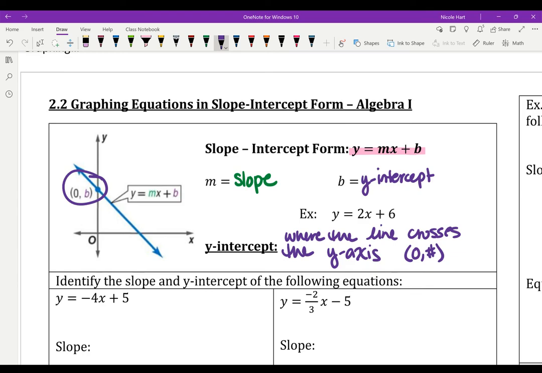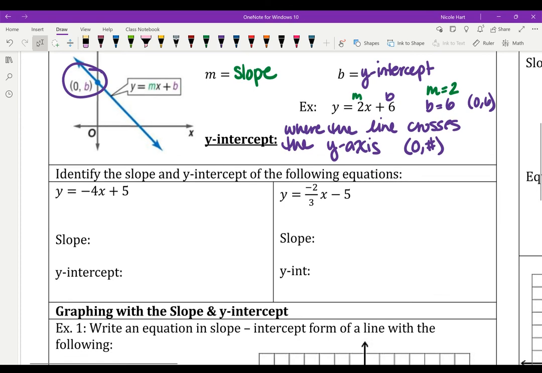So if we look at the example here, it says y equals 2x plus 6. 2 is our m. 6 is our b for the y-intercept. So we have a slope of 2 and a y-intercept of 6. So that's happening at 0, 6. So first we need to be able to identify these key features before we graph our equations.